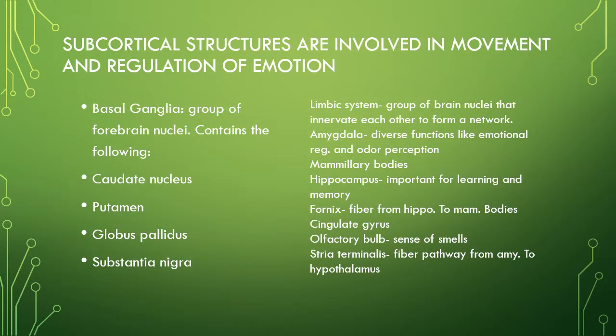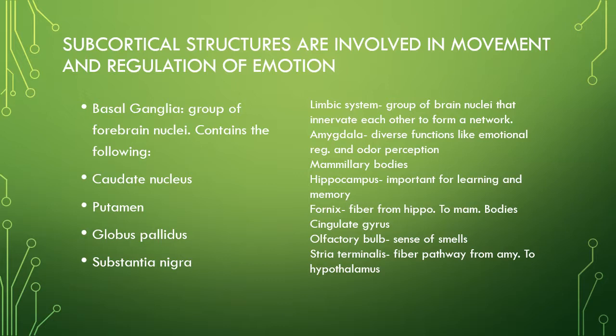Okay, so the subcortical structures are involved in movement and regulation of motion. The basal ganglia, a group of 4 brain nuclei, contain the following: the caudate nucleus, the putamen, the globus pallidus, and the substantia nigra. The limbic system is a group of brain nuclei that innervate each other to form a network.